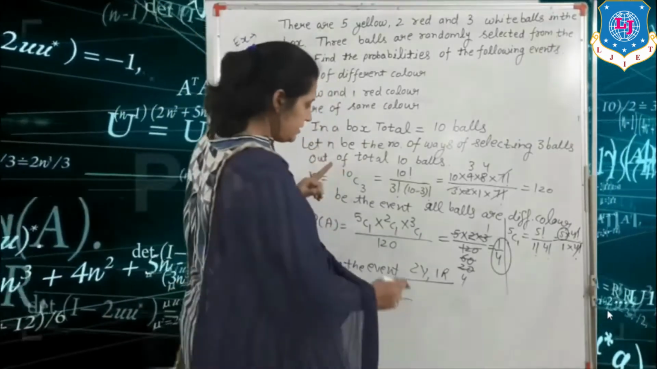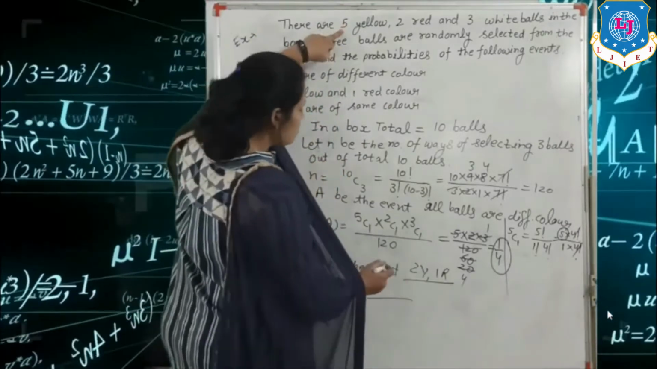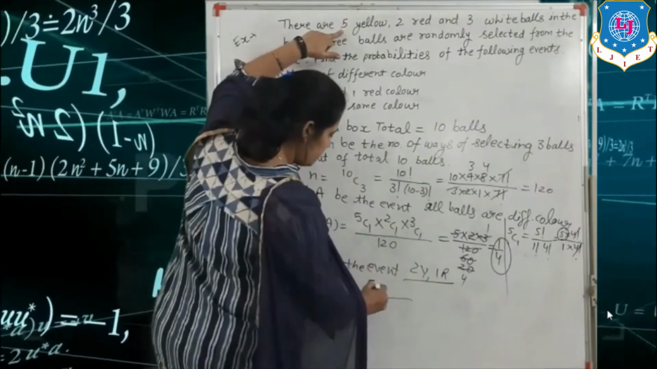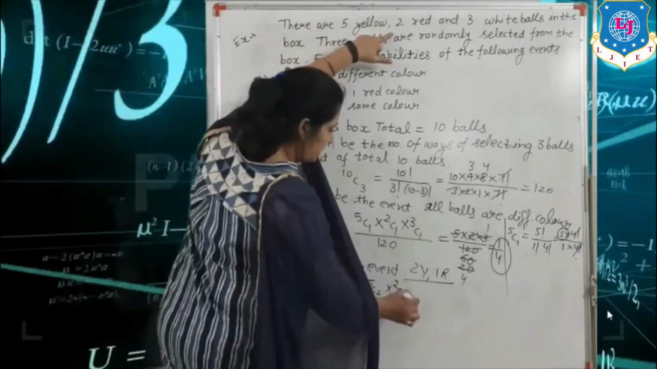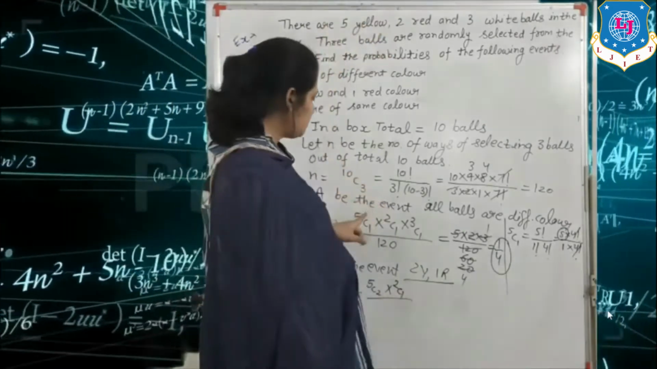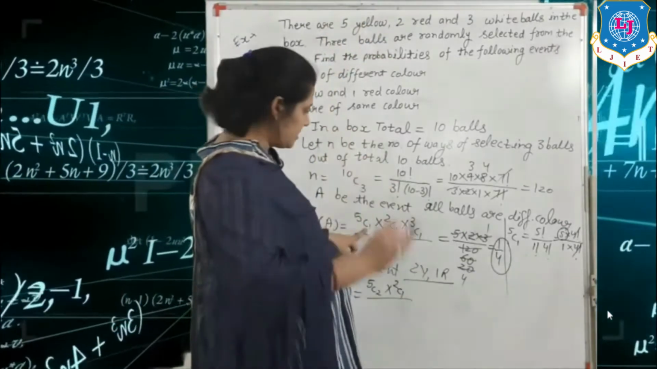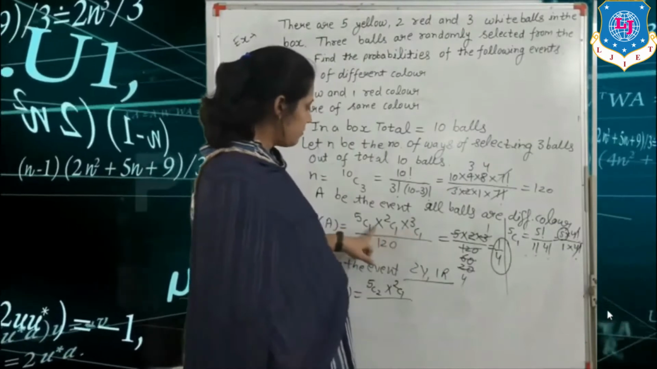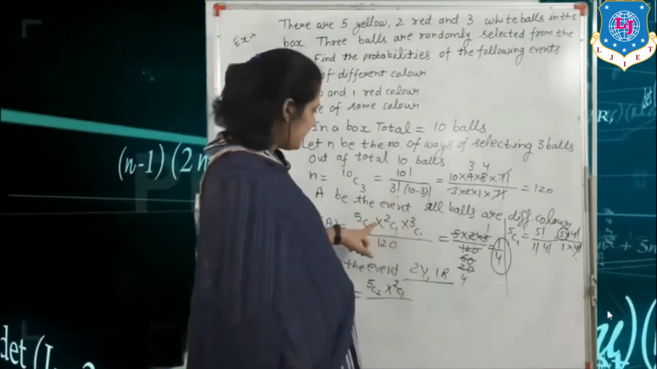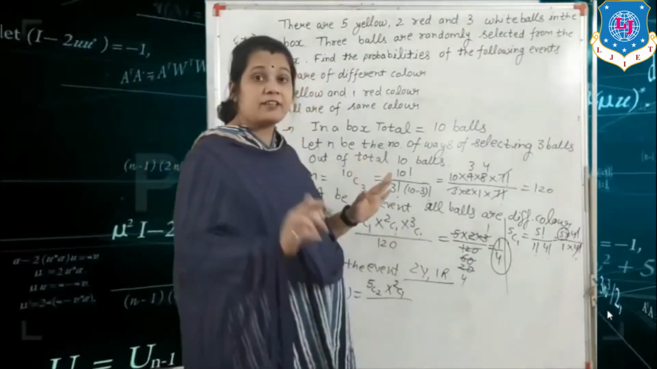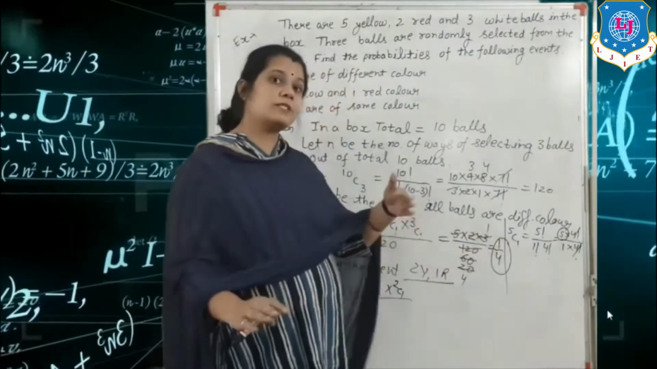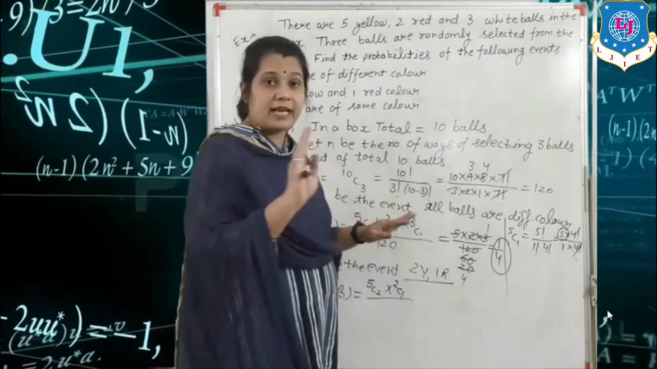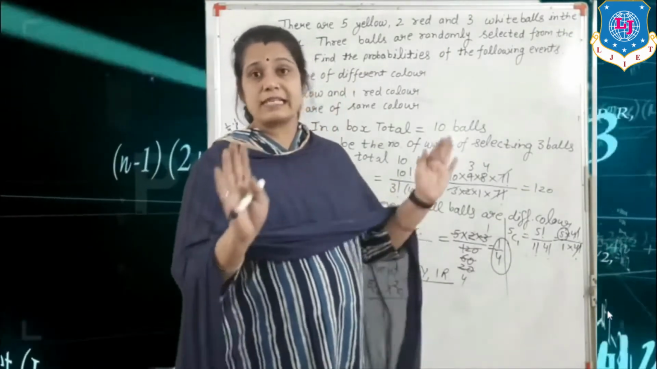In the numerator, 2 yellow is 5C2, got it? And 1 red is 2C1. If you have any confusion, use the sum of the suffix terms: 1 plus 1 plus 1. Here is the multiply sign. If we write the plus sign here, you count 1 plus 1 plus 1. When we write the multiplication sign, all the terms are indivisible.